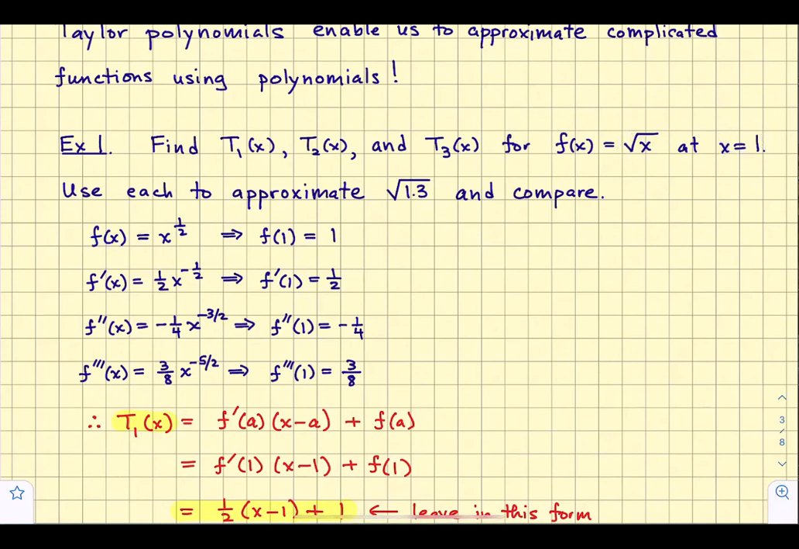f of a is 1. If I calculate the first derivative and then evaluate that at my a, I get f prime at 1, which is just a half. f double prime at 1 is minus 1/4. f triple prime at 1 is 3/8. So I've got all these pieces together, and now let's just follow the formula.